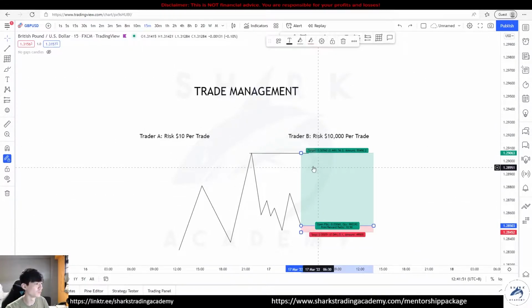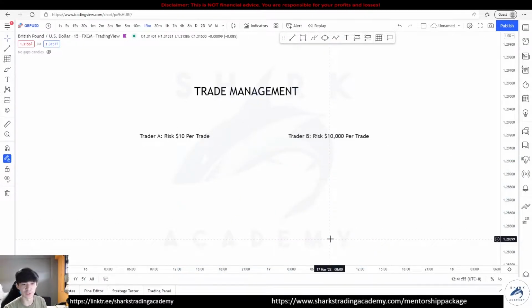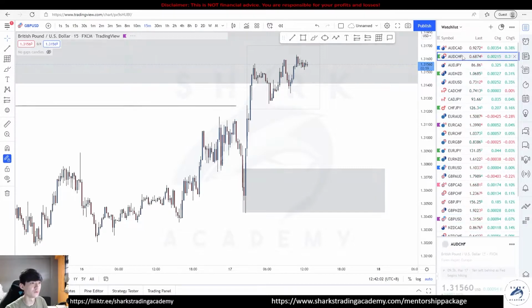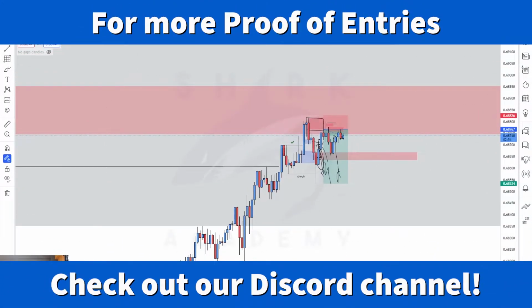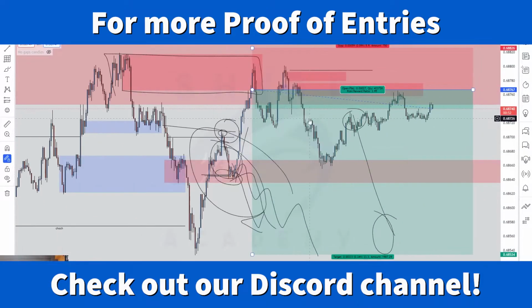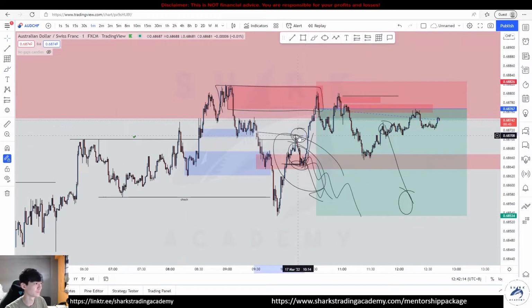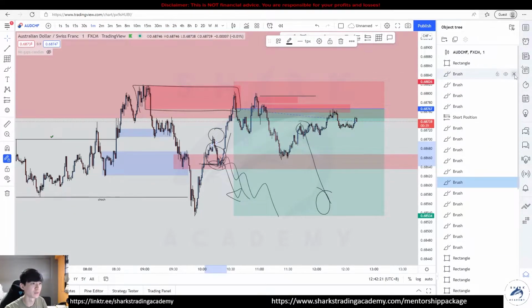Okay, so moving forward, how can you actually use different ways to partial, and to manage your trade? Let's give you an example. For let's say AUD CHF, okay. So previously I took a trade here. Alright, and I actually shifted my stop loss just above this area. So why did I do that? Let me just remove all of these drawings. I think it's here. Okay.